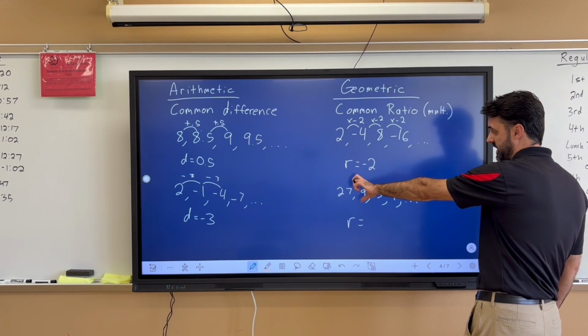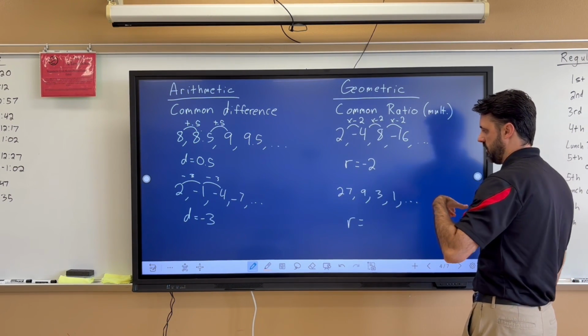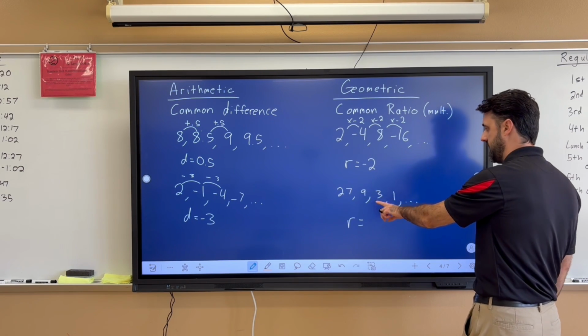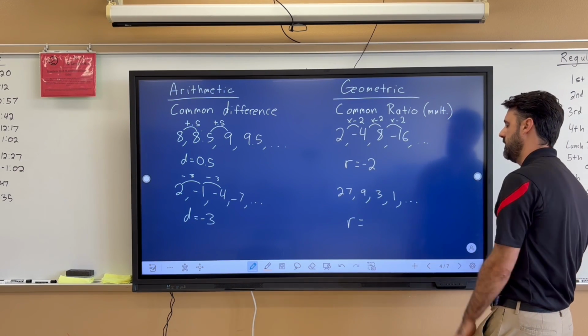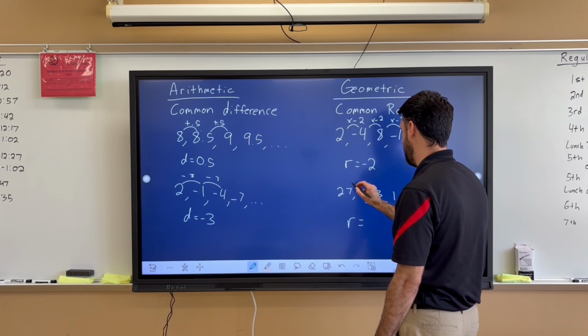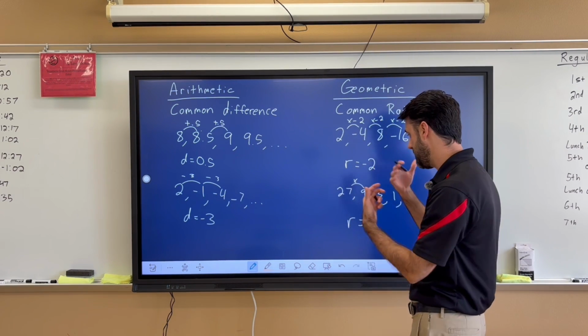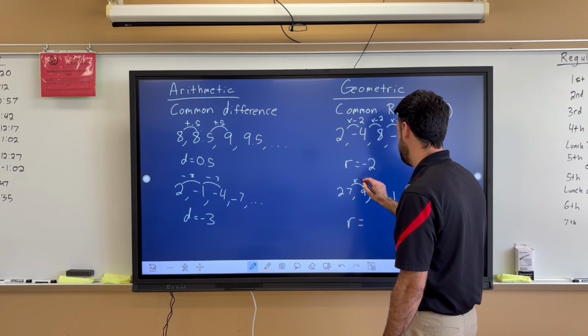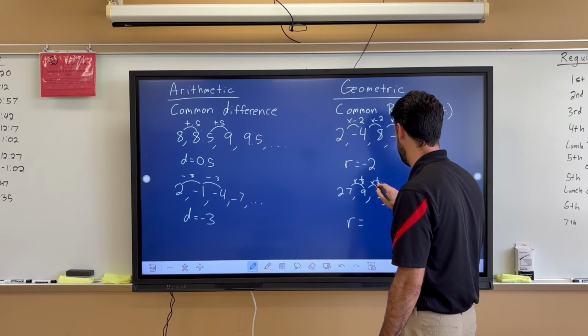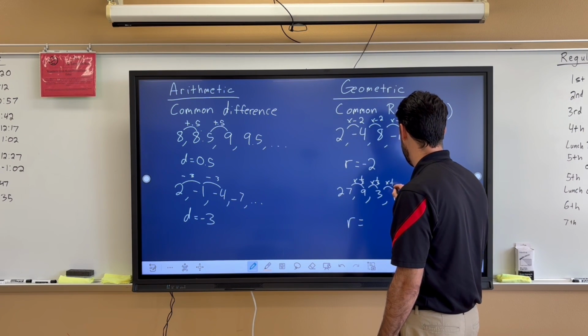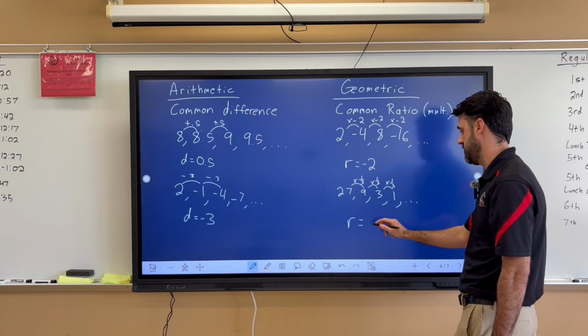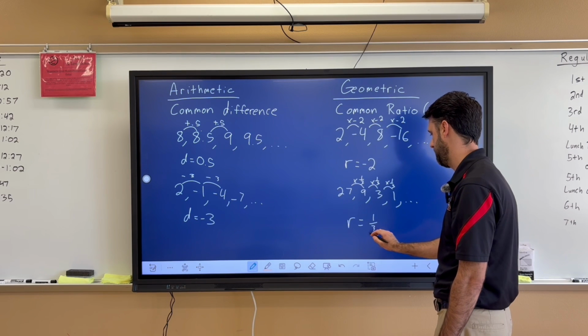Now, this next sequence that we have right here, it looks like we're dividing, right? We're dividing by 3, dividing by 3. Really what we're multiplying by, though, is the reciprocal of what we would divide by. So dividing by 3 is the same thing as multiplying by 1/3. Multiplying by 1/3. Multiply by 1/3. And so that's our common ratio, just 1/3.